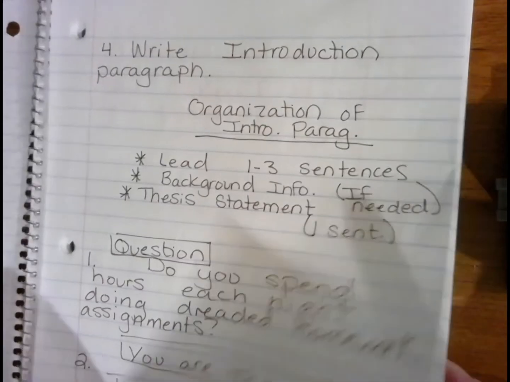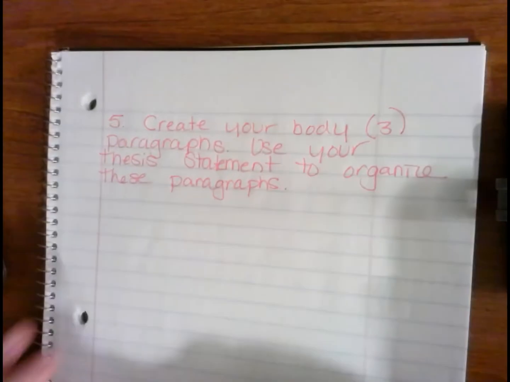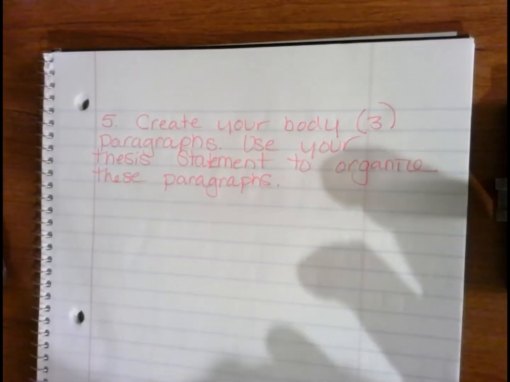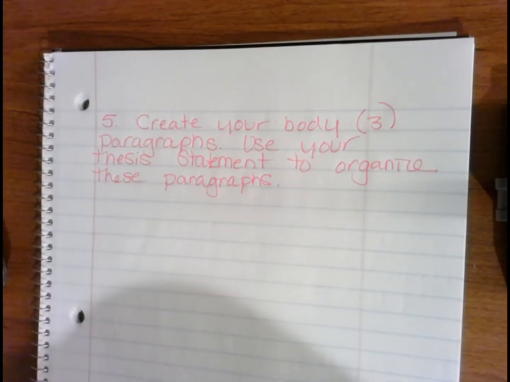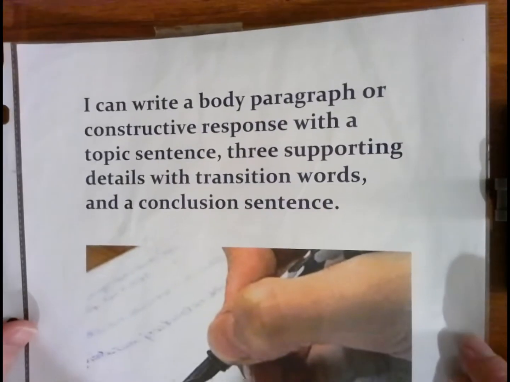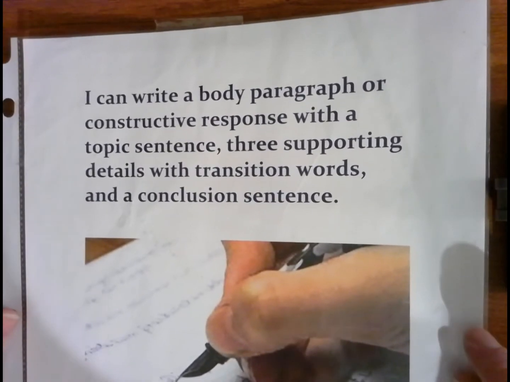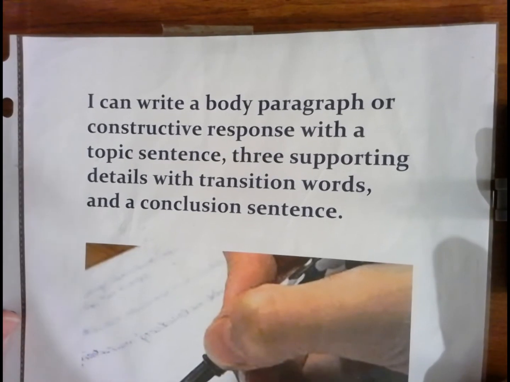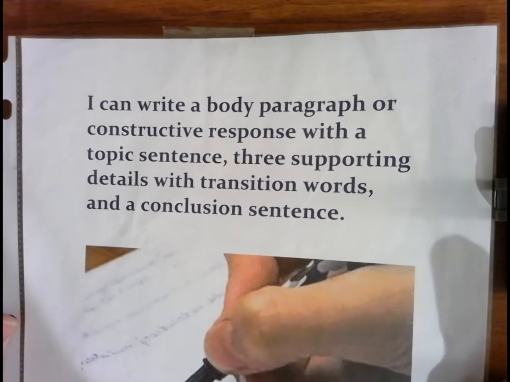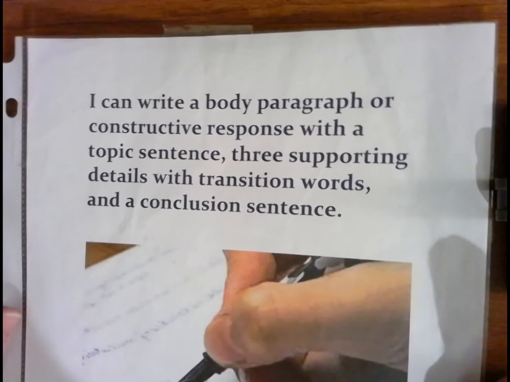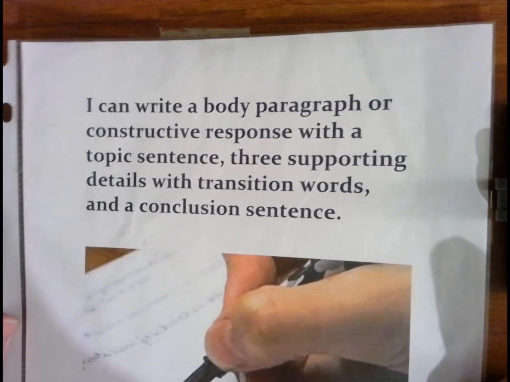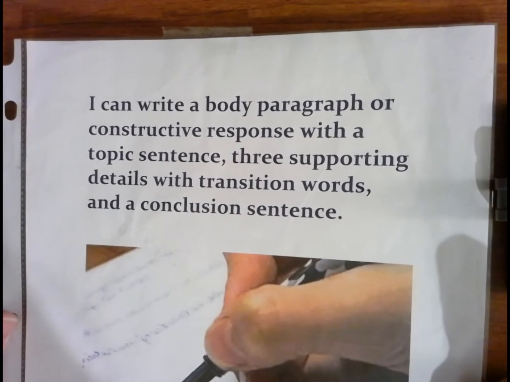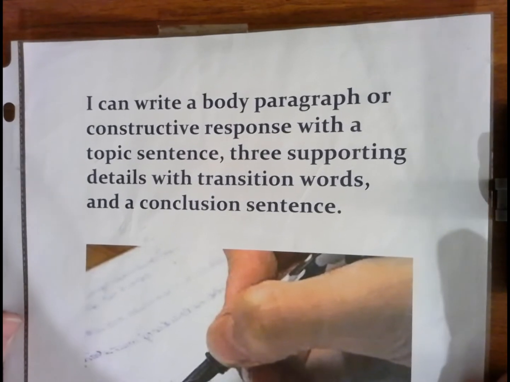Now I'm going to flip back to creating your body paragraph. So you're going to figure out which reason you listed first, or which topic or category you listed first in your thesis, and that's your first body paragraph. So today's learning goal, or learning target, is I can write a body paragraph or a constructed response with a topic sentence, 3 supporting details with transition words, and a conclusion sentence. So this is the same order of information that you've been doing when you write your constructed responses.